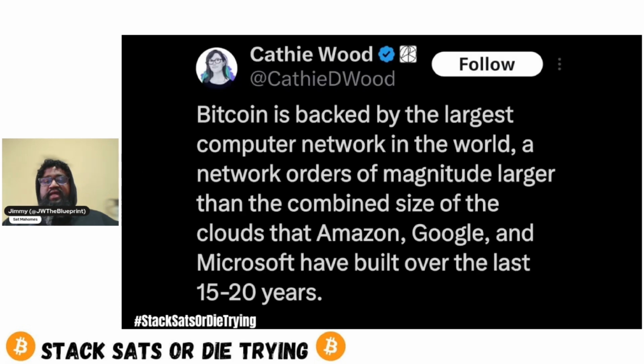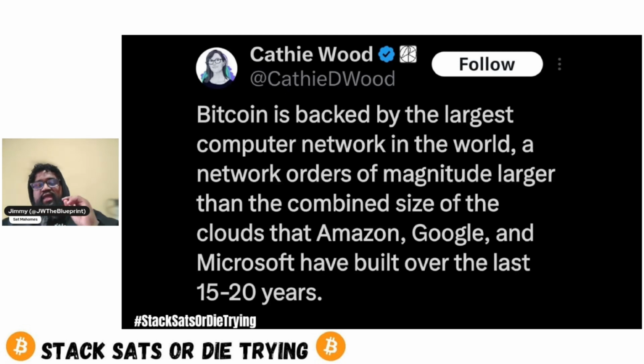So anyway, with that being said, here's a tweet from Cathie Wood, the legendary financier. She says, Bitcoin is backed by the largest computer network in the world, a network orders of magnitude larger than the combined size of the clouds that Amazon, Google, and Microsoft have built over the last 15 to 20 years. That's a tweet from Cathie Wood. I'll repeat it again because she's talking about just how big and how valuable that Bitcoin network is, the Big B. It's backed by the largest computer network in the world, a network orders of magnitude larger than the combined size of the clouds that Amazon, Google, and Microsoft have built over the last 15 to 20 years.